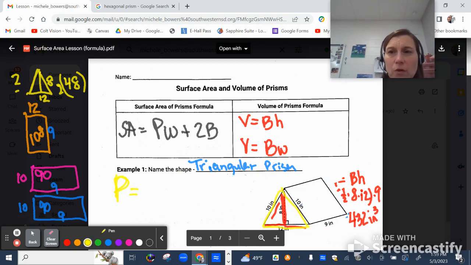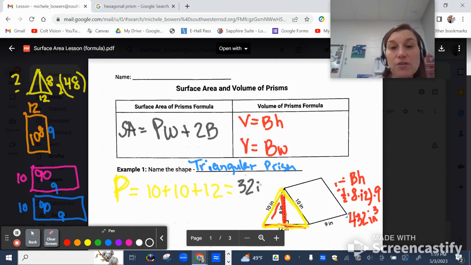So in order to do this formula, I need to find two things about the triangle, and one is the perimeter of the triangle. To find the perimeter, I'm going to add the distance around. So I'm going to add the 3 sides, which you can't see because I wrote it in yellow. And I get a perimeter of, which I'm going to put in black, 32. That's 32 inches, the distance around the outside.